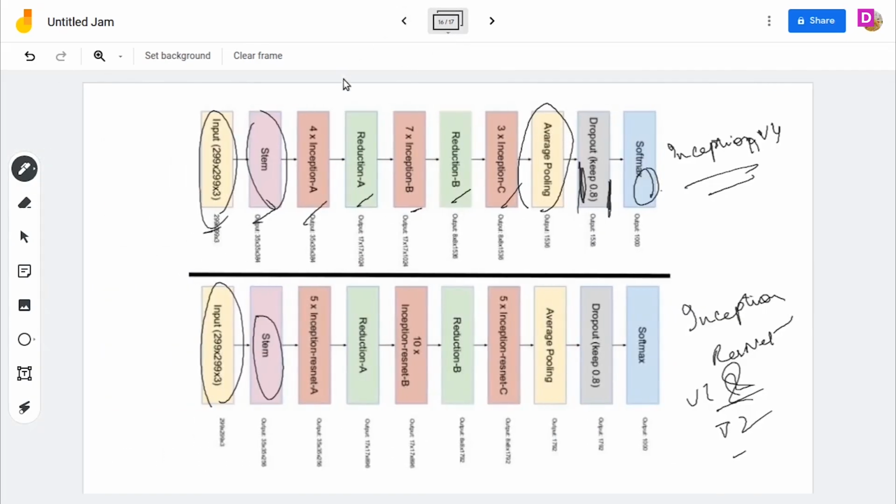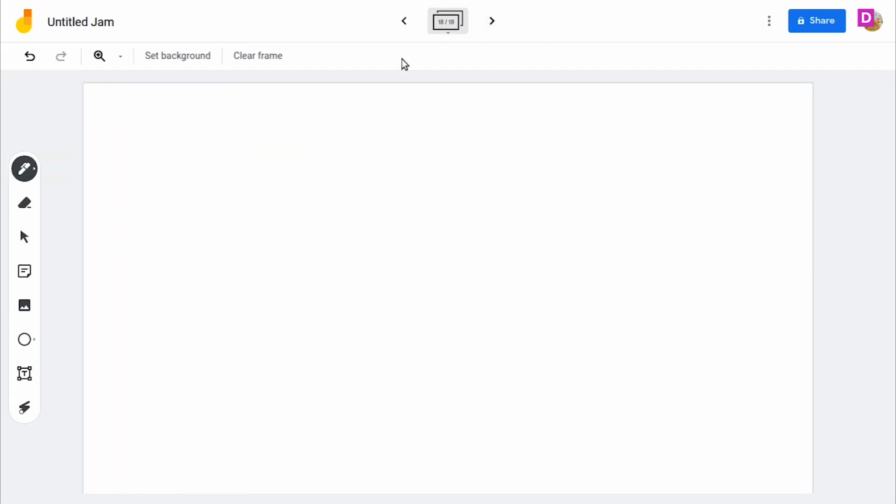So the whole difference is in the stem and also some hyperparameter tuning. We will come to that. So you have 5 Inception ResNet module A followed by reduction A, and then Inception module B, reduction B, C, average pooling, dropout and softmax. So this is basically the whole structure of Inception V4 and Inception ResNet. Now let us come to something else.